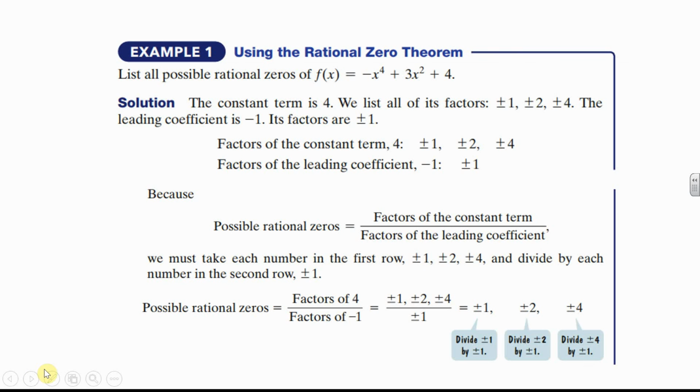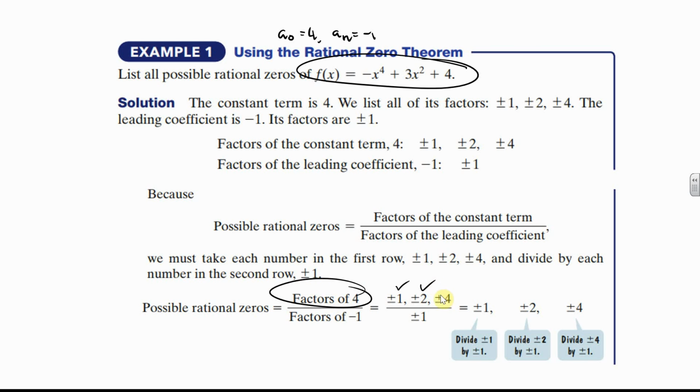All right, we're going to take this polynomial here, and we're going to look at all the factors. Let's list it. a₀ is 4, and aₙ is -1. What they're doing is writing out all the possible factors of that constant term, which is the 4, divided by the factors of the leading coefficient, which is the -1. So you have all the factors of 4, which is plus or minus 1, plus or minus 2, plus or minus 4. And then all the possible factors of -1, plus or minus 1.